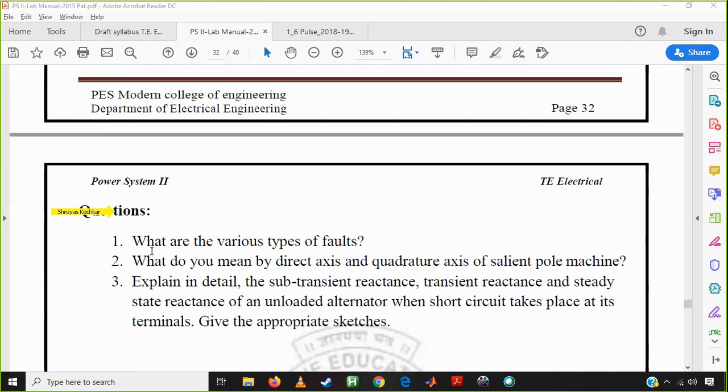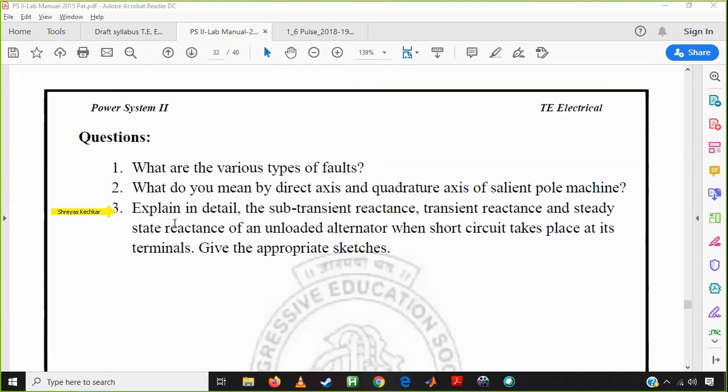Afterwards, we are going through this particular question, solve it. Very simple questions. What are the various types of fault? What do you mean by direct axis, quadrature axis of salient pole alternator? Explain in detail sub-transient reactance, transient reactance, and steady state reactance of an unloaded alternator when a short circuit takes place at its terminal. So we are going through this one. Then thank you. Thank you so much.